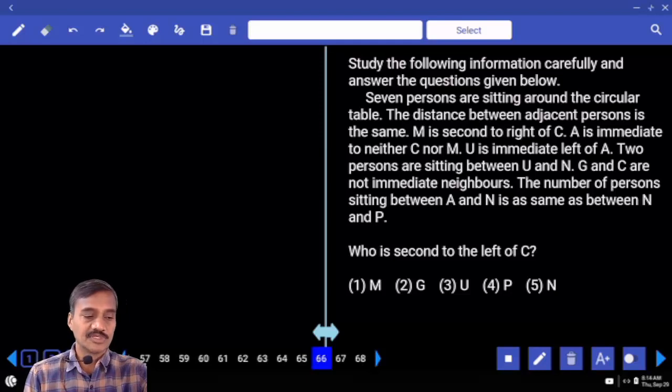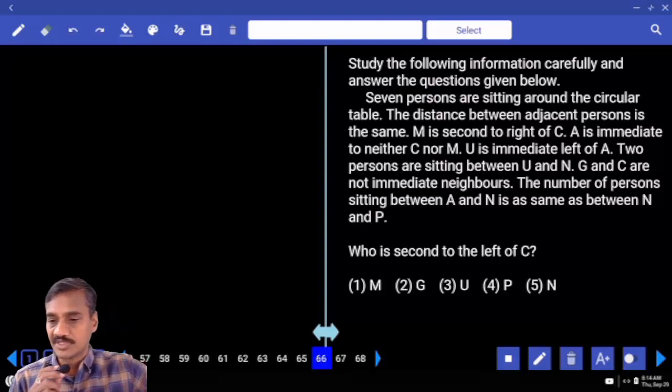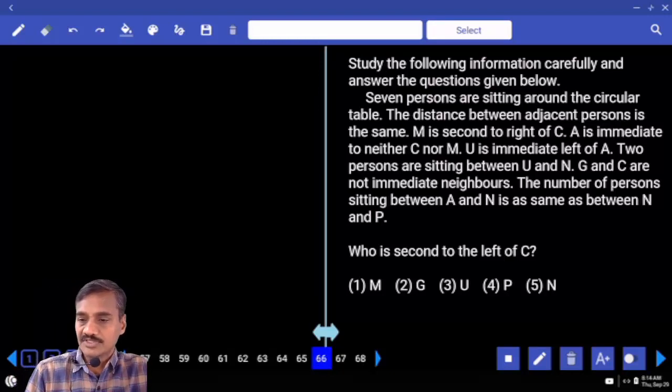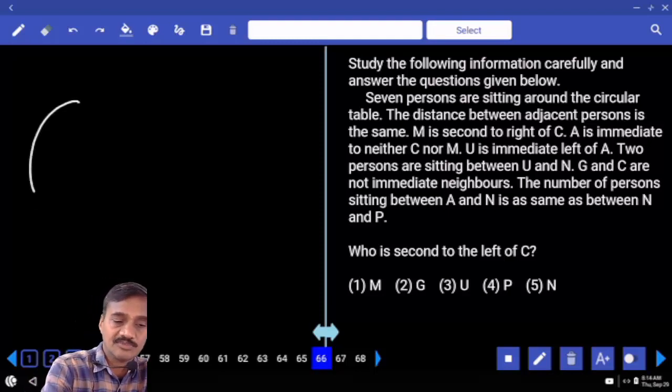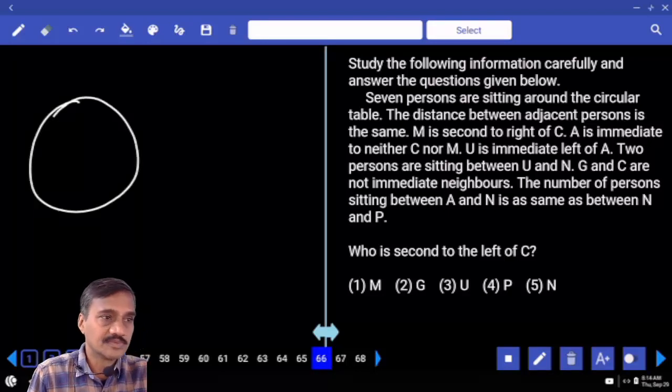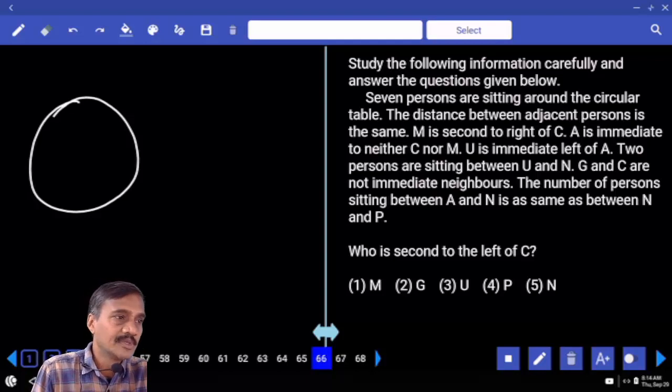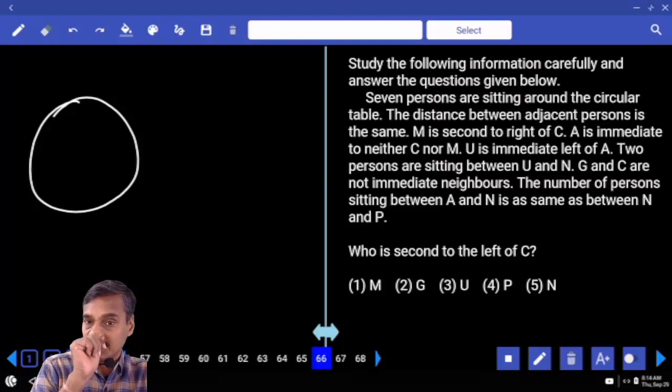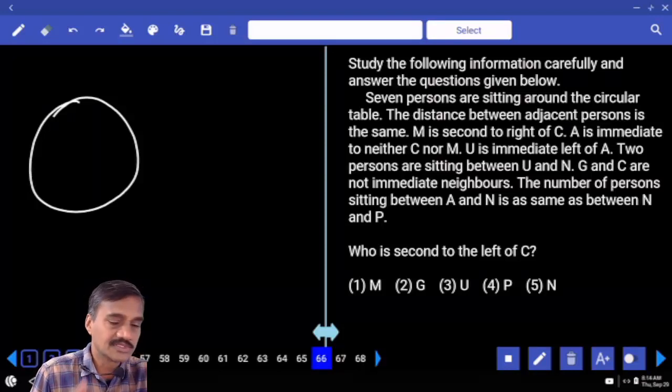There are only 7 persons. Now these 7 persons are seated around a circular table, and the distance between adjacent persons is same. As there is no information about the direction of these persons, by default they are facing towards center only. And if any person is facing away from the center, then it is his responsibility to provide that information. As that information is not given, by default we need to take it as towards the center only.